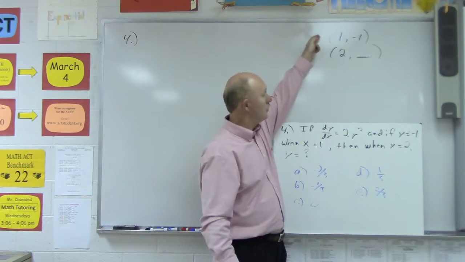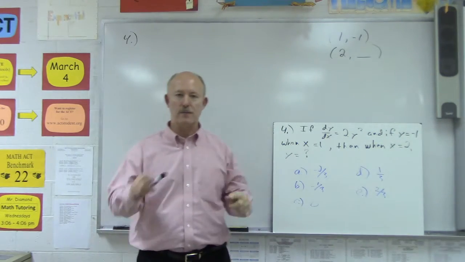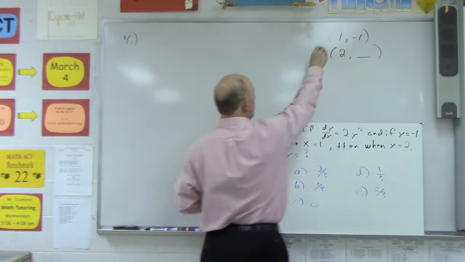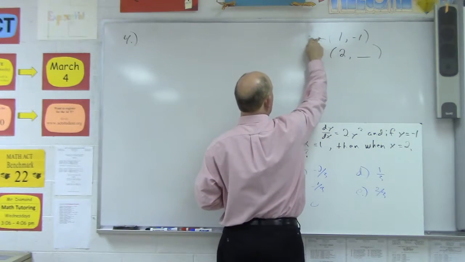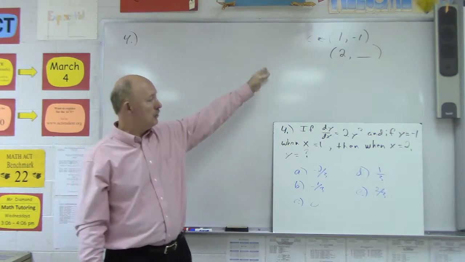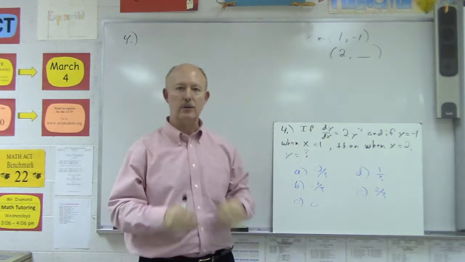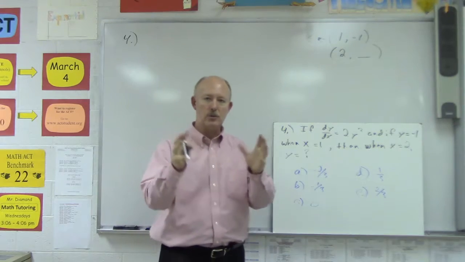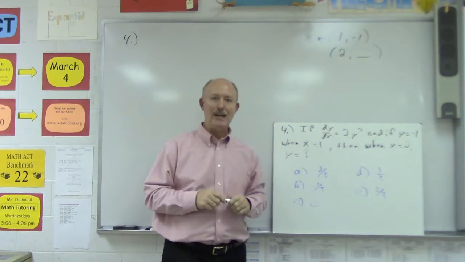Now the first point here, you're going to write your equation. You're going to find your constant of integration. So this first point right here is going to give you c. Then the second one you're going to use to make your prediction. So the first ordered pair you're going to use to write your equation, and then we're going to use the equation to make our prediction.